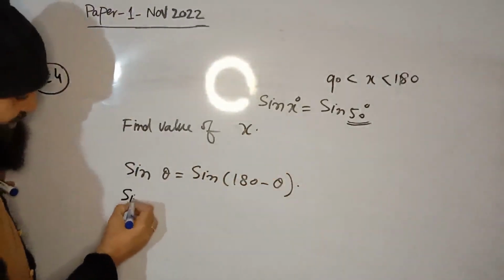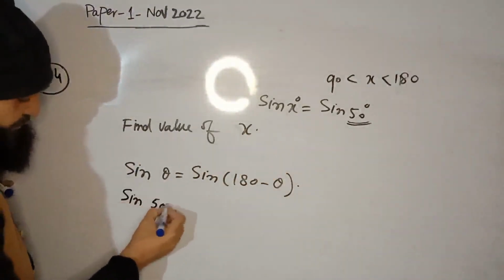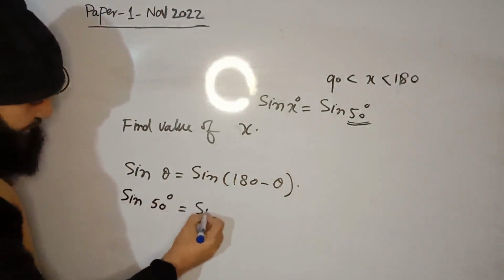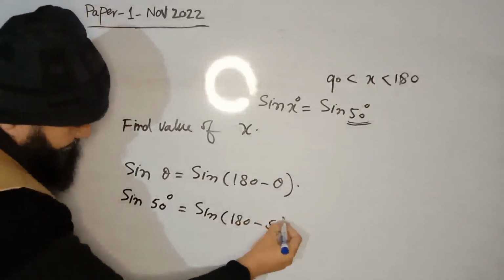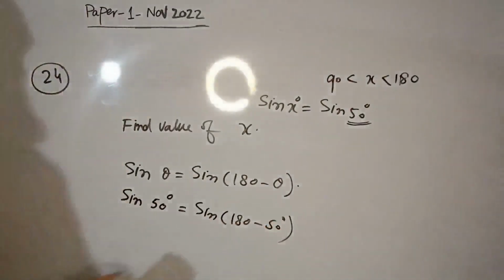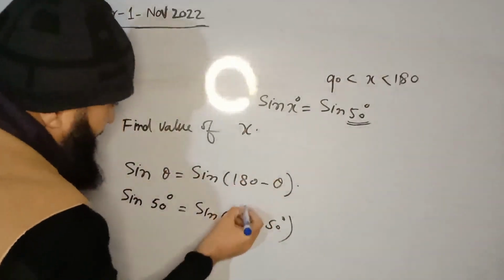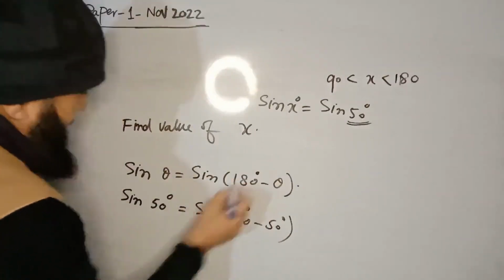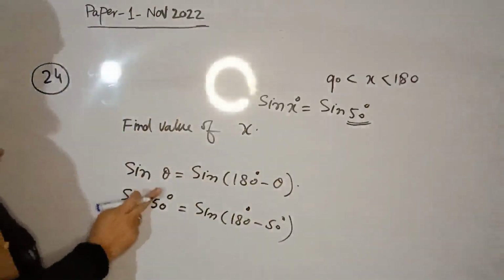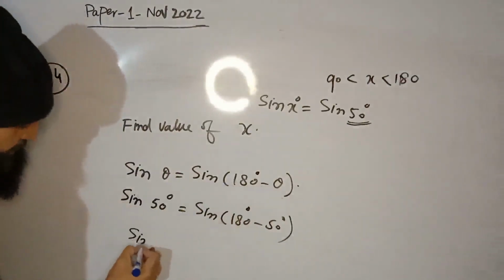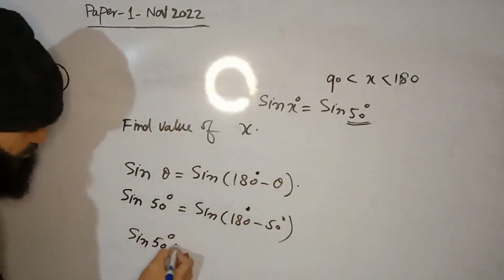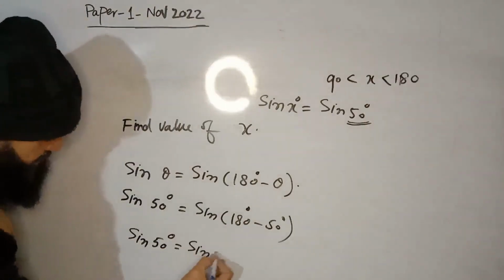If theta is 50, then sine 50 degree will be equal to sine of 180 minus 50 degree. Okay? If theta is 50, then we put here theta 180 minus 50. So sine 50 degree will be equal to sine of 130.